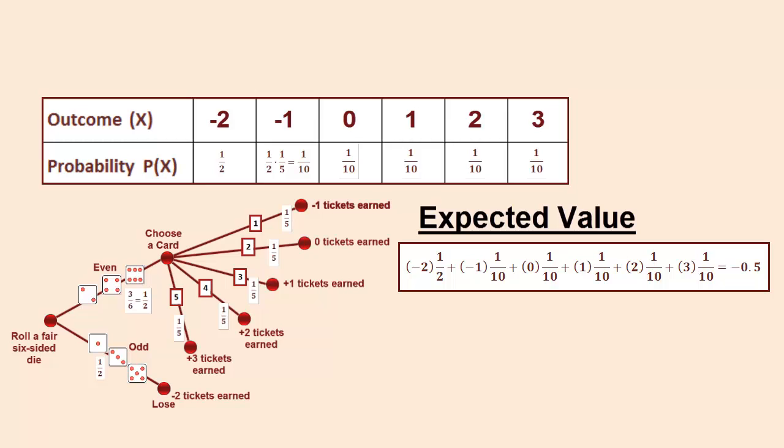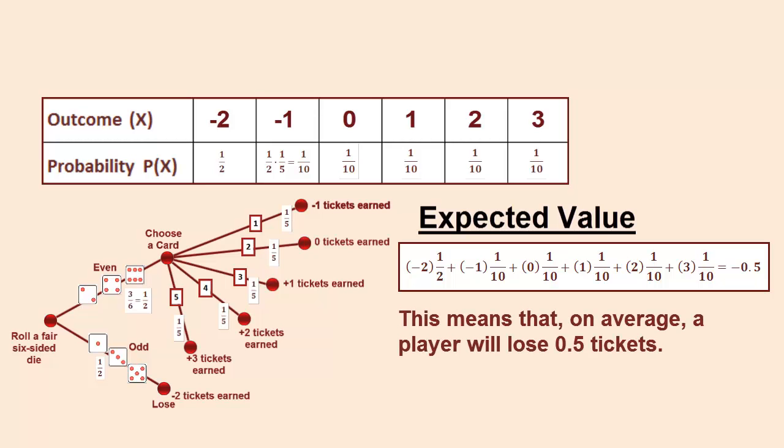This means that on average, if a lot of players play our game, they will lose about half a ticket. This means that as an operator, we will win on average half a ticket per player. So our goal as an operator would be to get as many players as possible to play in a small amount of time, because then we'll win more tickets.